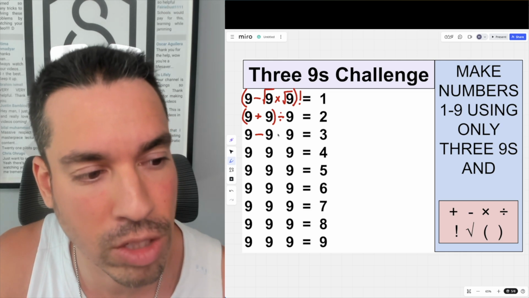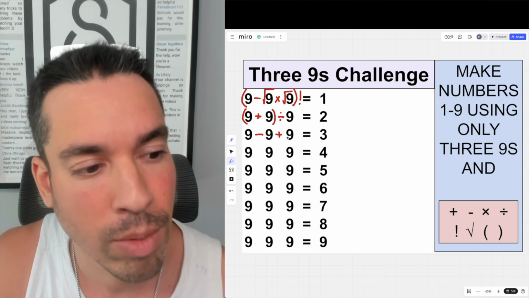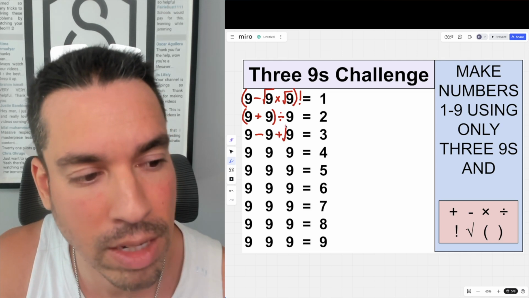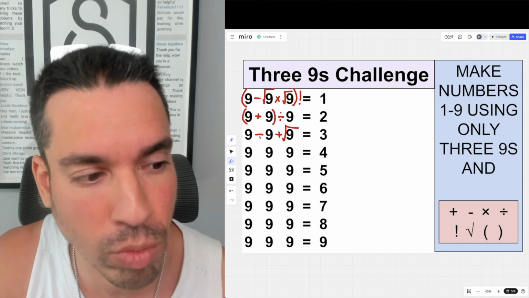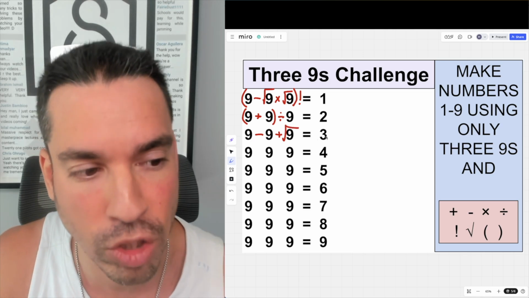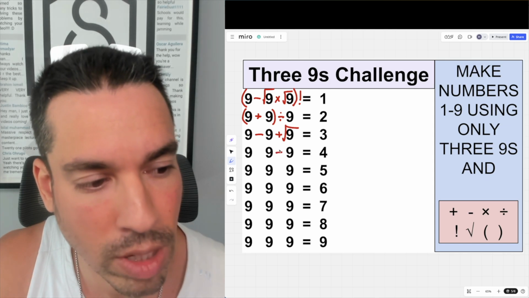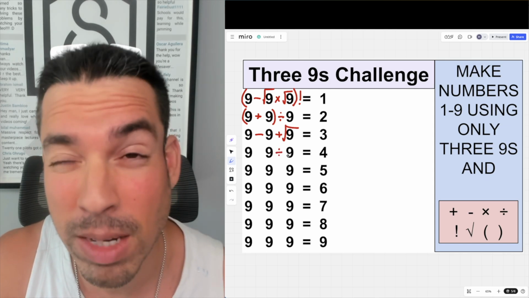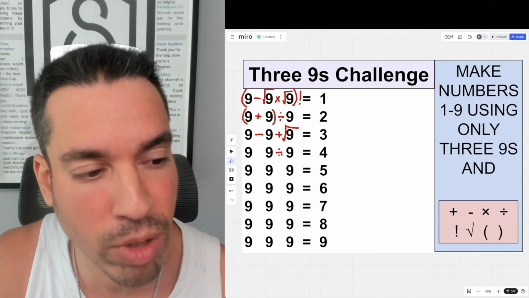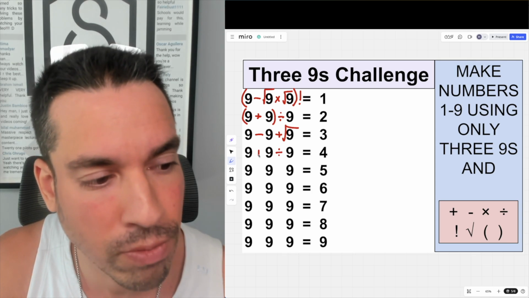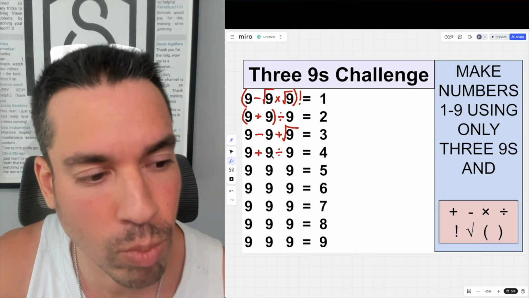Now to get to 3, I'm simply going to subtract these 2 at the front. So 9 minus 9 is 0 plus, and instead of adding 9, I'm going to add the square root of 9, which is 3. So this is effectively 0 plus 3, which is 3. Boom, done. Next, to get 4, I'm going to take these 2 9s at the end and divide them, because 9 divided by 9 is 1. Order of operations says that this will come before the addition.